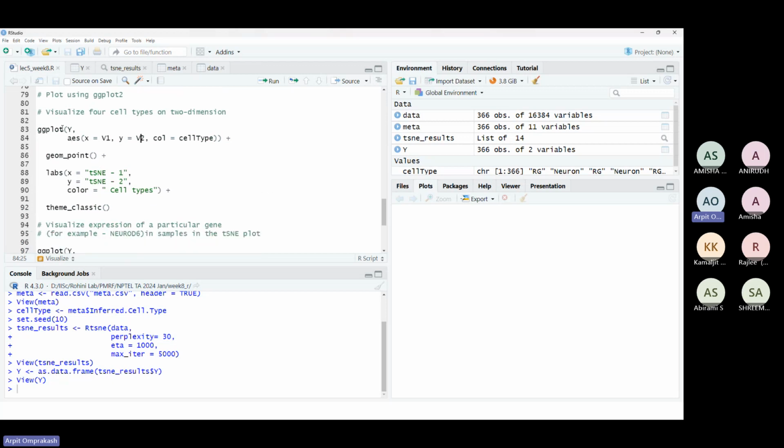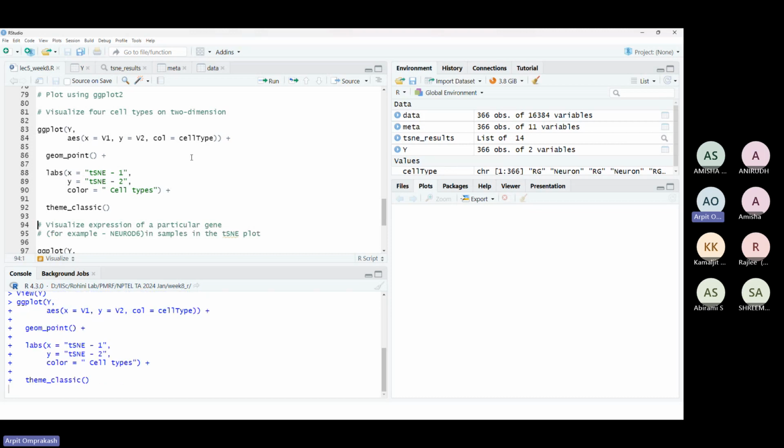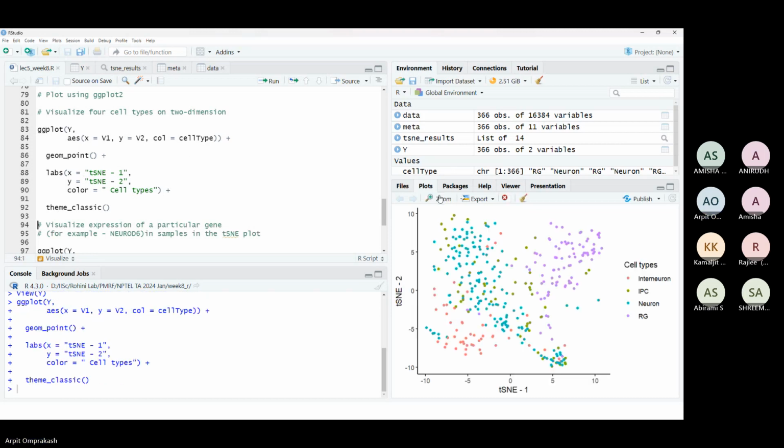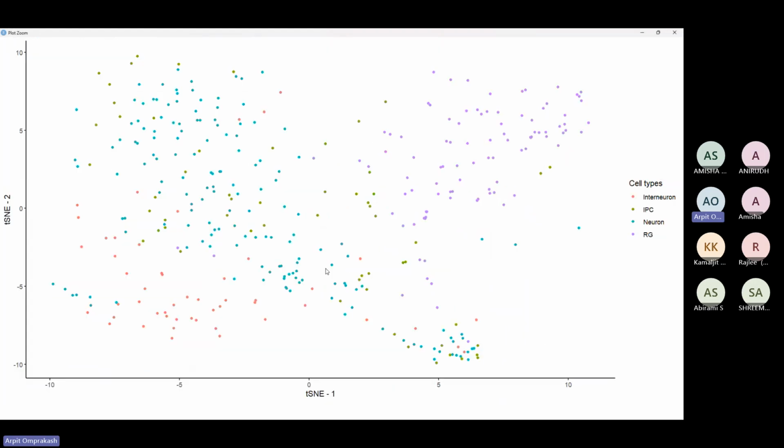Then we have the data, we have the aesthetics. Now we provide the geometry. So geom_point, we want point data. Labs is basically the labels: x-axis label, y-axis label, label for the legend, and the theme, which is classic. Now we run this and we see that this is how our data looks.